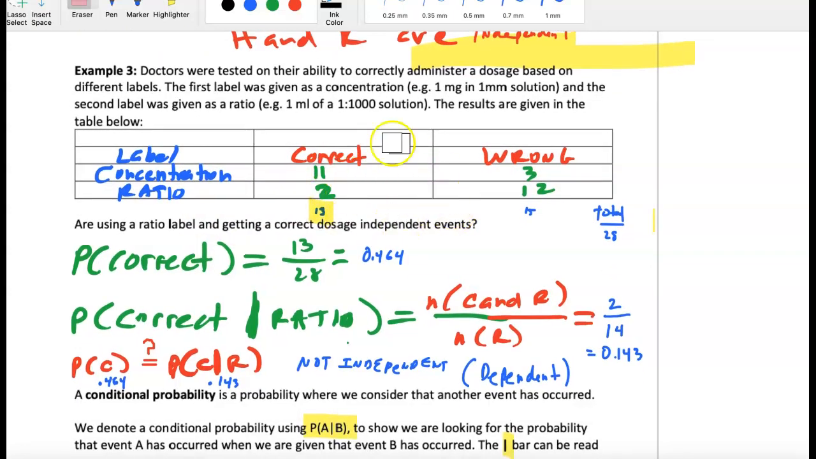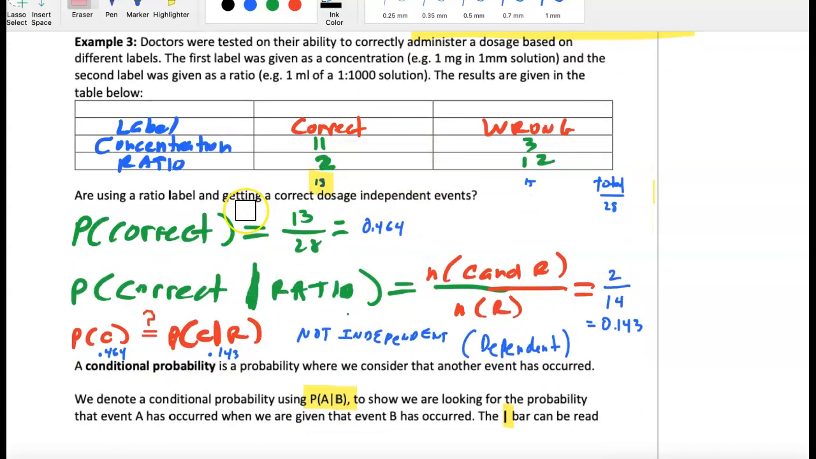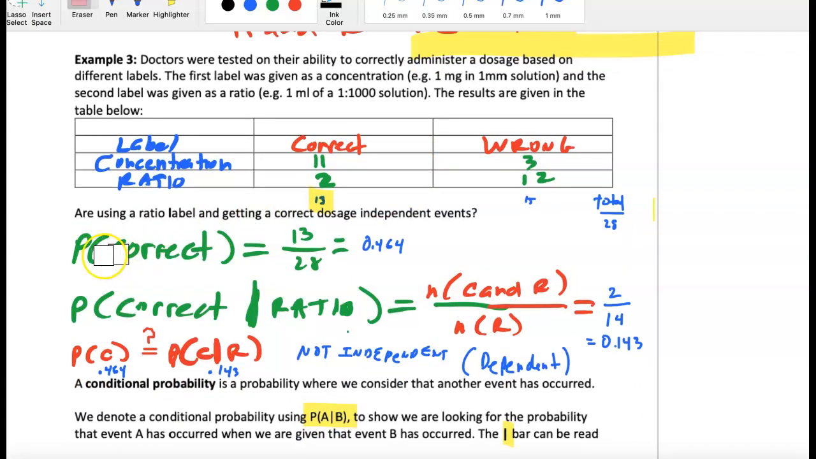So here is what we call a contingency table. So what's the probability that a doctor gives a correct dosage? In this case, it's 13 correct out of a total of 28 outcomes. Look at all the different numbers, 11, 2, 3, 12. These numbers were missing on our note sheets, but those numbers go there from the example from our online homework. So that's where you get the probability of being correct is 13 out of 28.